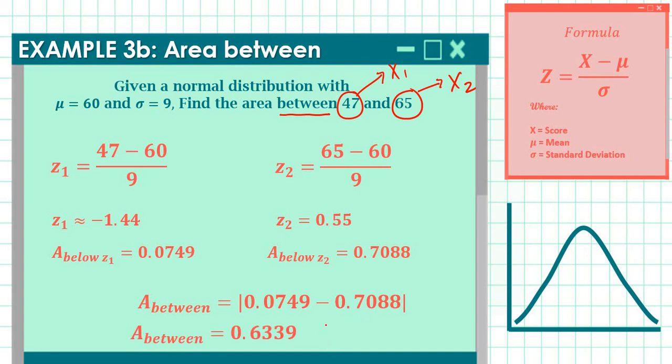Then to solve for the area between, we're simply again to subtract them from each other, then get the absolute value. Hence, the area between is 0.6339, or in percent, that's 63.39%.